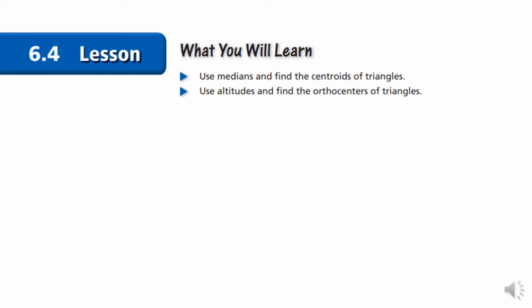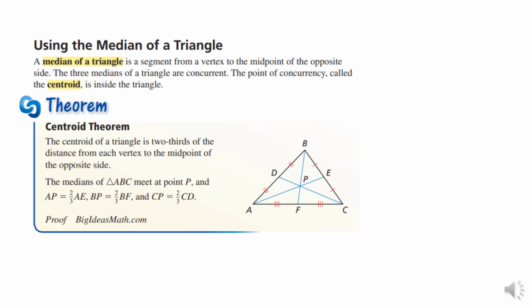Today we're going to learn in 6.4 the last two points of concurrency, the centroid and the orthocenter. So the first one we're going to learn about is the centroid.